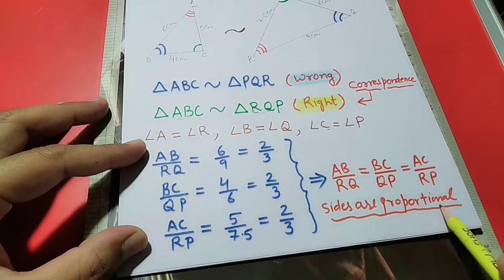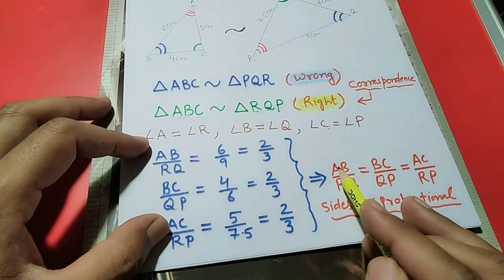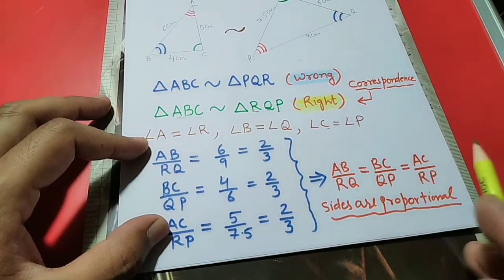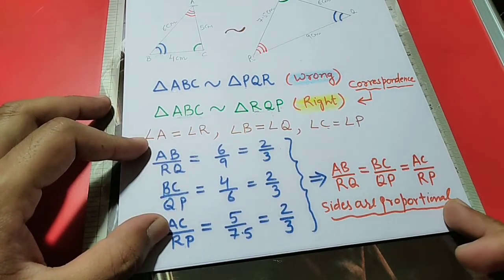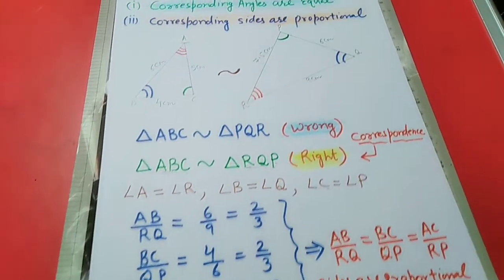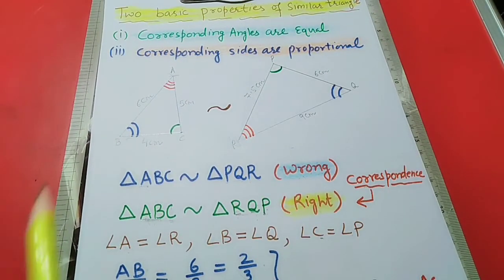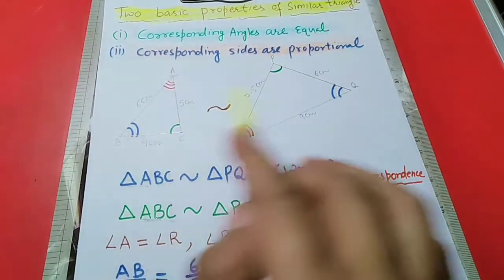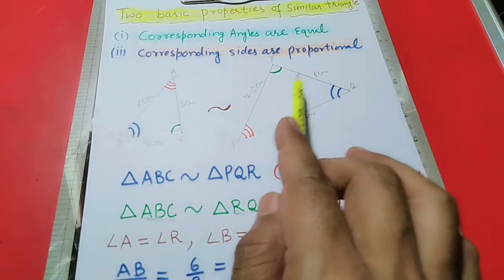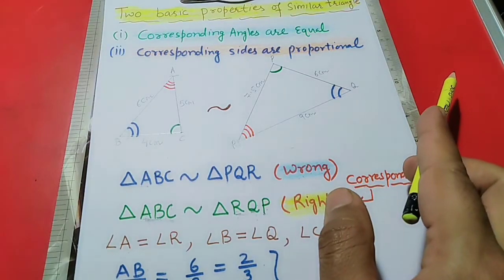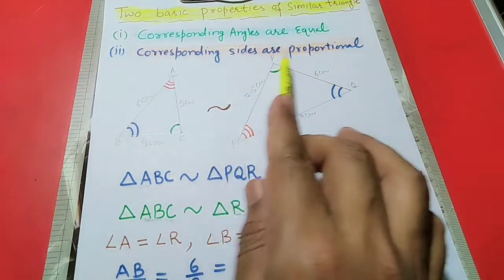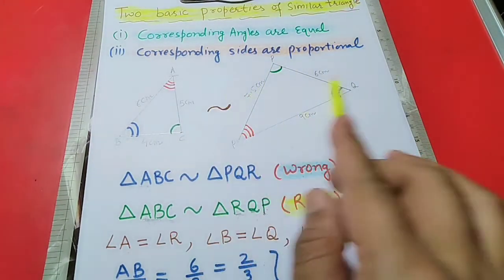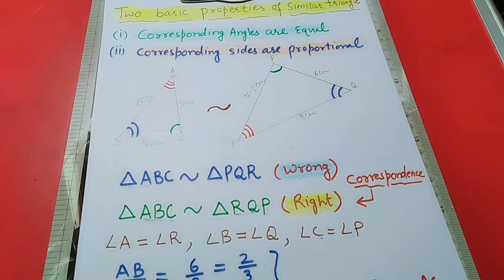That is, sides are proportional. It means the ratio of the corresponding sides are equal. This is called proportionality. So these are two important properties of any two similar triangles: their angles will be equal, all the three angles will be equal to the three angles of the other triangle, and their sides will be in the same ratio. So these are two basic properties of a similar triangle.